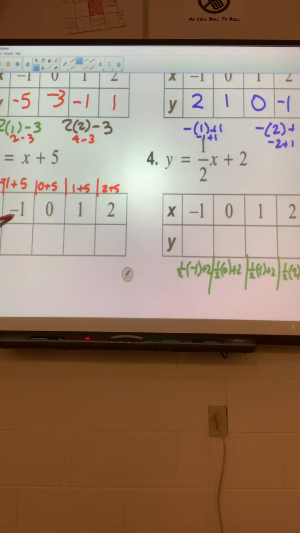When you plug these x's in for x, the y's should have been, let's see, is this 4, 5, 6, and 7. Did anybody get that? I did. Okay.